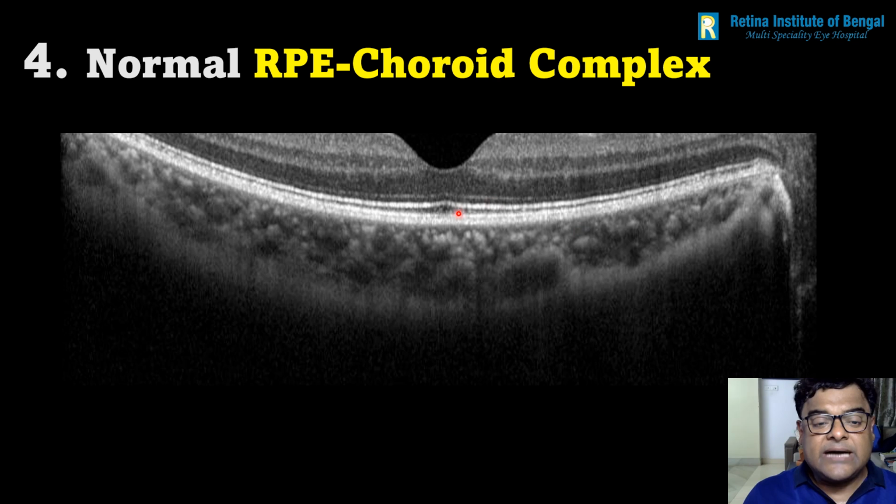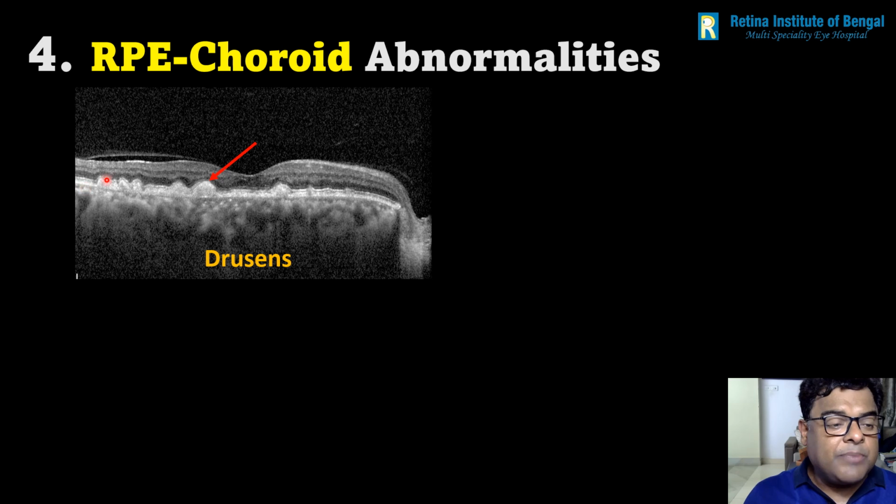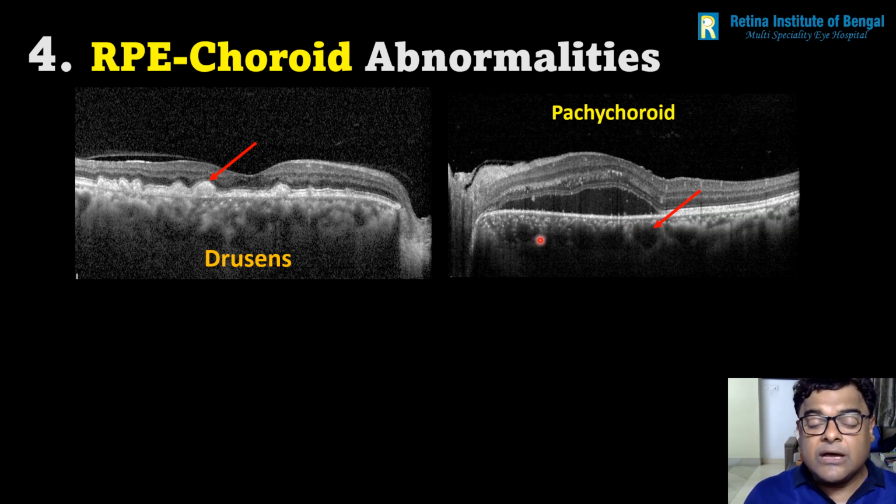Finally, you look at the RPE choroid complex. This is how it normally looks. Now you can get small bumps separating the RPE from the Bruch's membrane. These are drusen. Or you may have large enlargement or engorgement of the Sattler's layers with thinning of the choriocapillaris layer. This is pachychoroid.